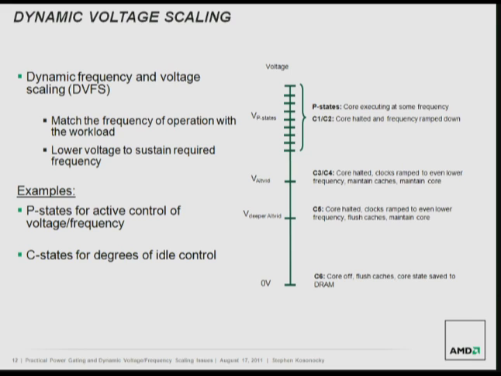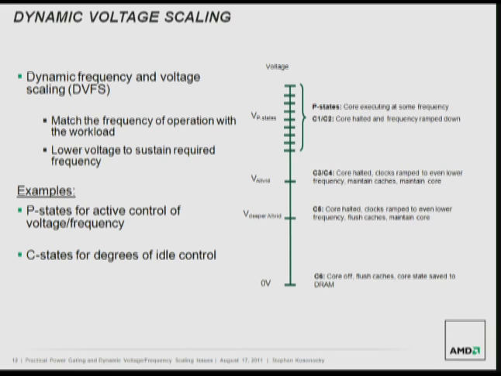What those define are voltage frequency pairs that are set to match the frequency operation with the workload on demand. And we try to use the lowest voltage to sustain the required frequency here. And so we have a number of P states that are defined, both controllable through the OS and underlying hardware mechanisms that are automatically adjusted on the fly to boost this performance when it's needed.